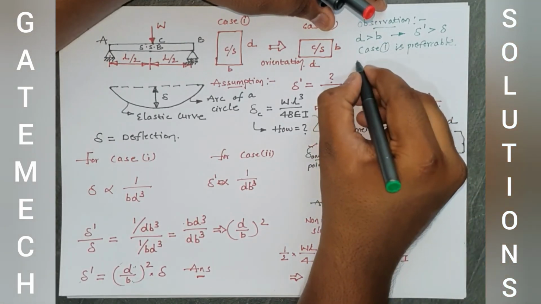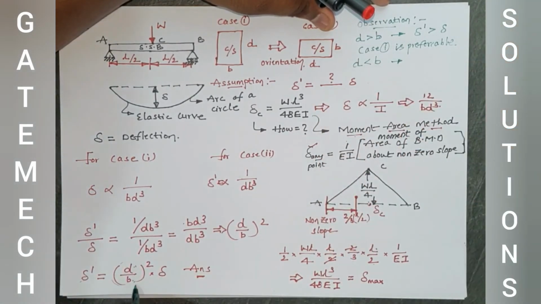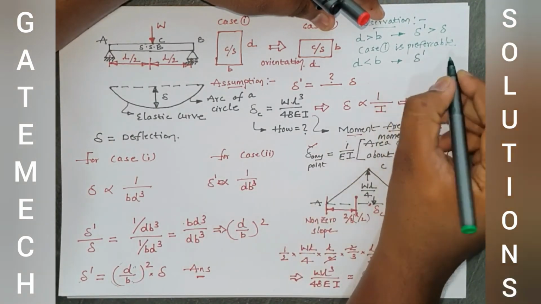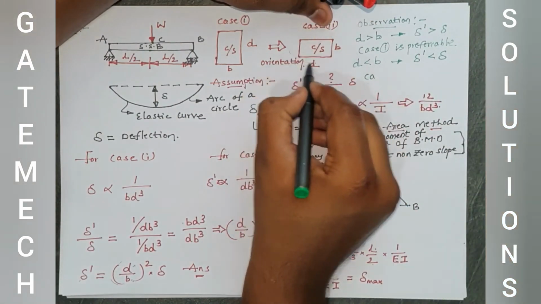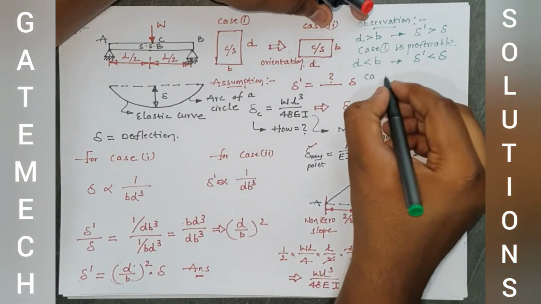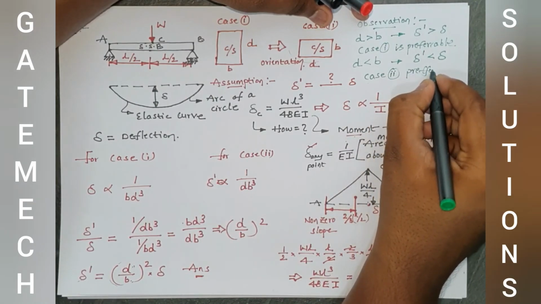For example, if dimension D is less than the width, in that condition this factor is less than 1, that means delta dash is less than delta. In the second case, less deflection is there, so more life will be there. Keep it in mind. So case 2 will be preferred.